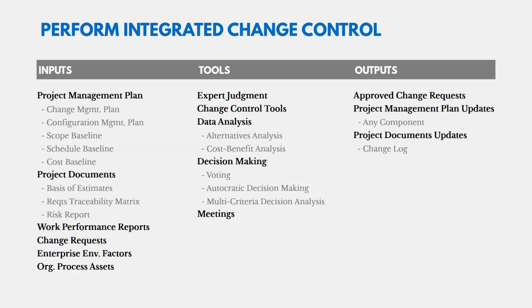We're going to talk about the scope baseline as well as the schedule baseline and the cost baseline. Those are, remember, our approved versions of our plans, and we're reviewing changes to those. That's why they become an input here. And then you've got a few other project documents like a basis of estimates, which we're going to talk about, and an RTM and a risk report. We'll come back to those. You've also got work performance reports, change requests, and enterprise environmental factors and organizational process assets. We see those again and again.